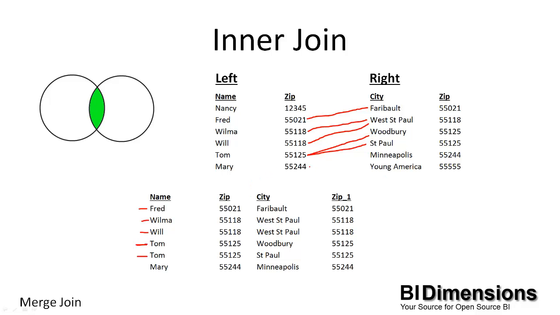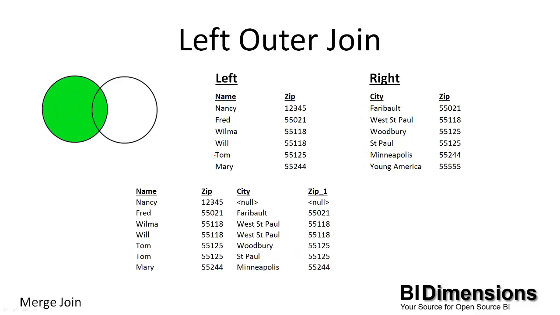And Mary is at 55244, and the only place that shows up is for Minneapolis at 55244, and that shows up down here. So the merge join comes together and merges only information that is in the left and the right tables. Let's go ahead and look at the left outer join.